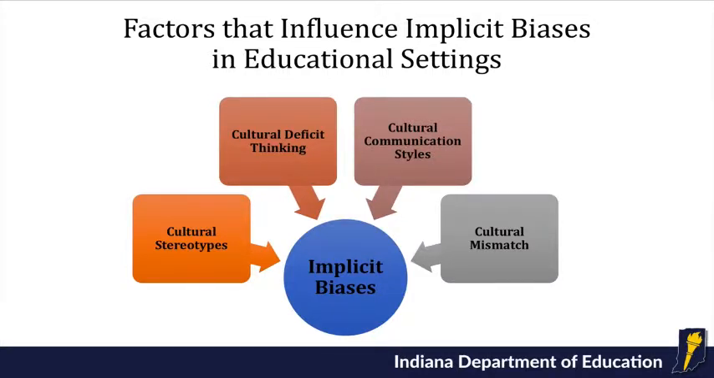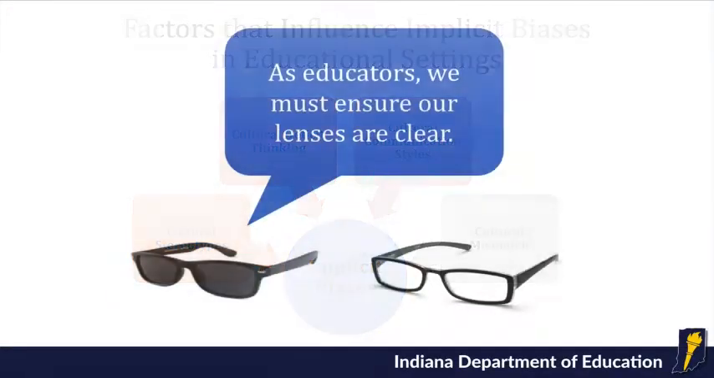The research in this area indicates that if we hold stereotypes about specific cultural groups, if we engage in culturally deficient thinking, if we have limited knowledge about cultural communication styles, or if we are unable to make meaningful connections with students who may have cultures that are different than our own, it's these conditions that increase the prevalence that the implicit biases that we hold will impact academic, behavioral, and social outcomes for our students. As educators, we must make sure that our lenses are clear.